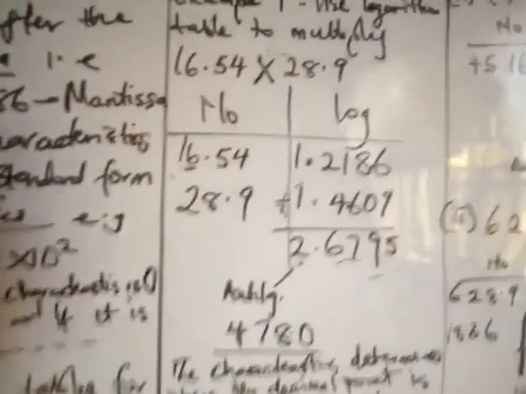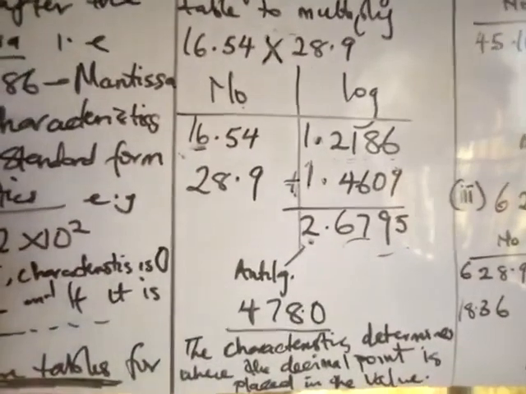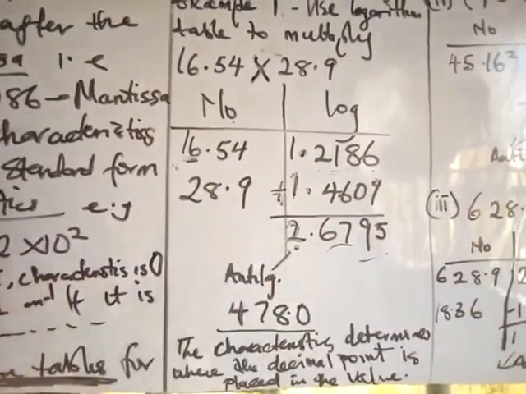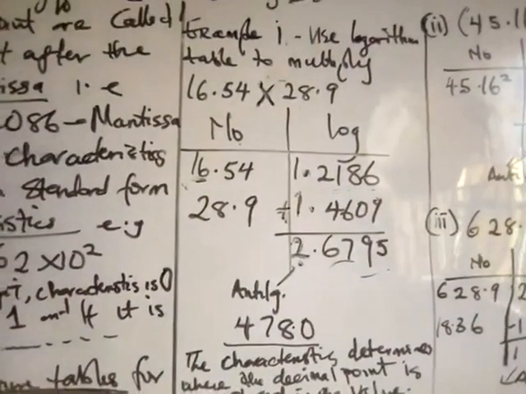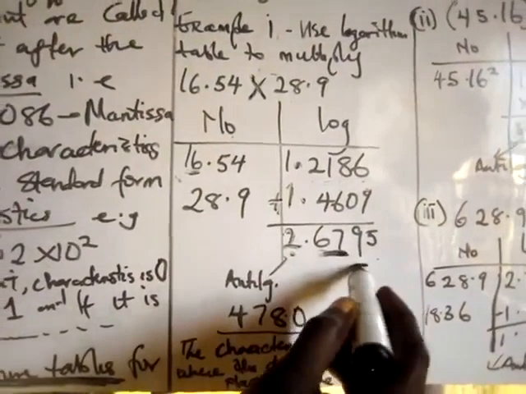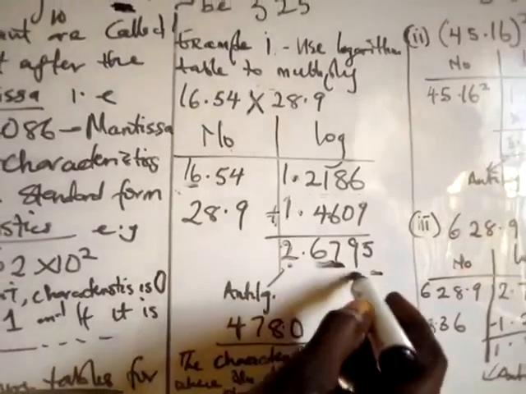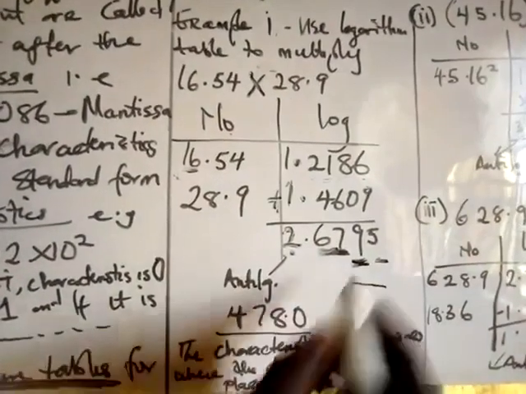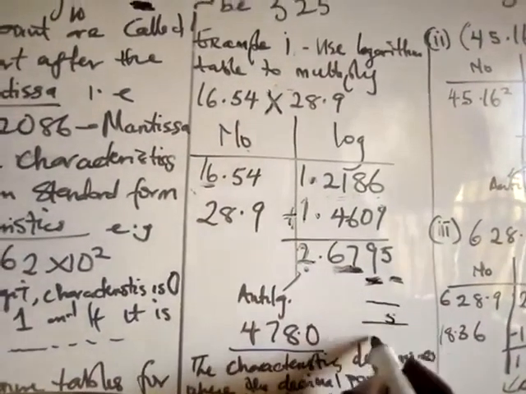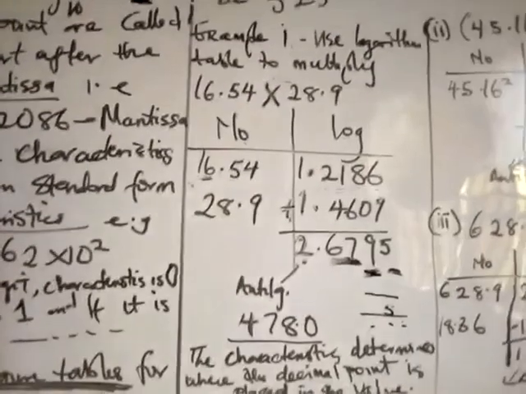2.6795. Now that's not the final answer. For you to get the final answer, you have to check your antilog table. The 2, which is your characteristic, you first of all ignore it, neglect it for now, you don't need it yet. Now you go to the antilog table and find 67 under 9, difference 5. Whatever number you get under 5, difference 5, you add it together. The number it gives us is 4780.